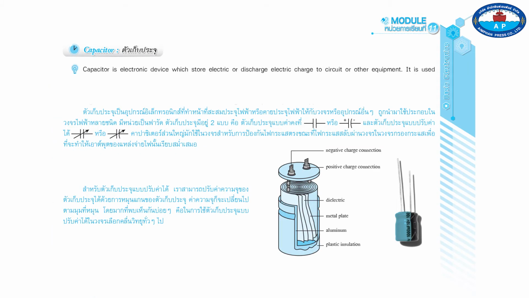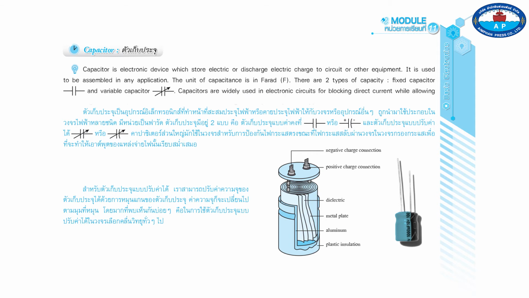Capacitor. A capacitor is an electronic device which stores electric charge or discharges electric charge to a circuit or other equipment. It is used to be assembled in any application. The unit of capacitance is the farad, F. There are 2 types of capacitor, fixed capacitor and variable capacitor.